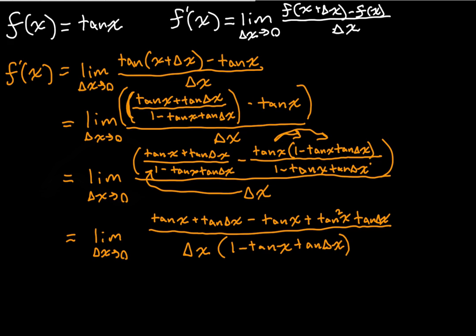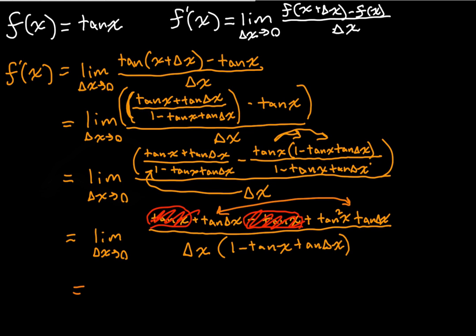Okay, so this is not a super pretty thing, but we can work with this. First of all, we have tangent of x here and tangent of x here, and we're subtracting it, so these are going to go away. So that's a helpful simplification. Then all we're left with is these two terms here, tangent squared of x times tangent of delta x and tangent of delta x.